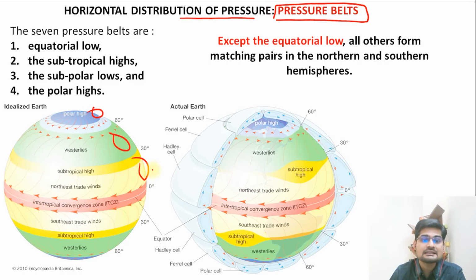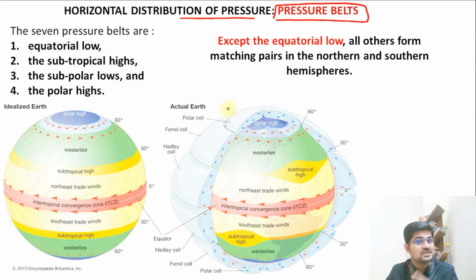So accordingly, there is a difference in pressure belts as well, because temperature and pressure have a relationship. In the earlier lecture, we also talked about the gas laws, remember? Boyle's law, Charles' law, Gay-Lussac's law. So that is important, right? So what happens? The various pressure belts on the earth have been divided into 7 particular belts.